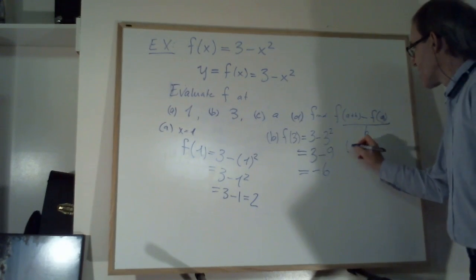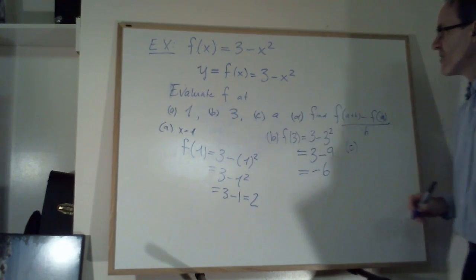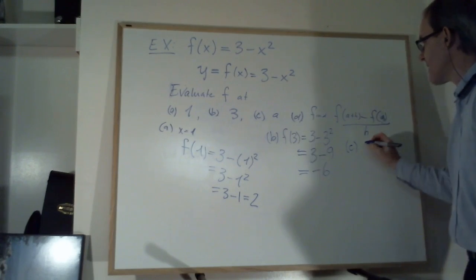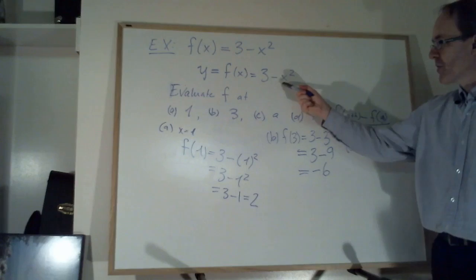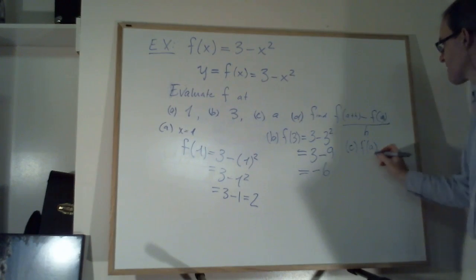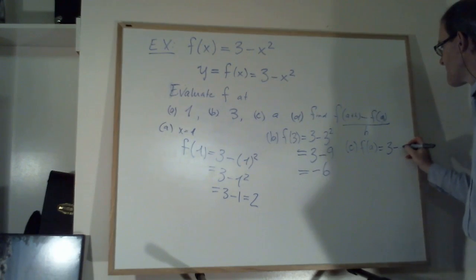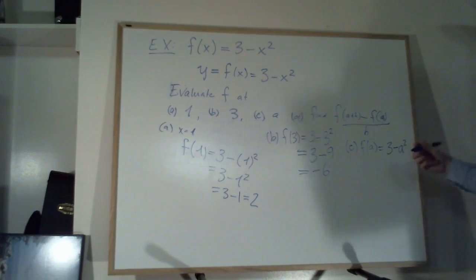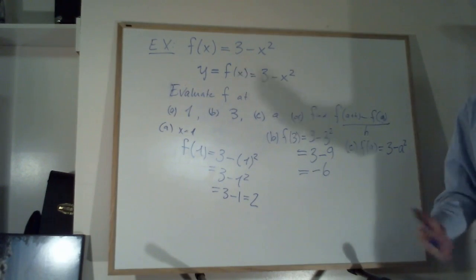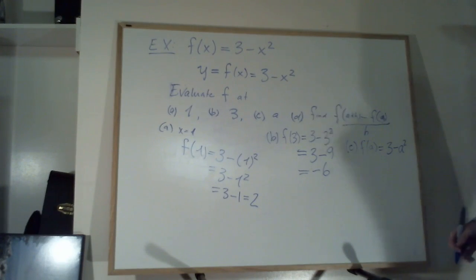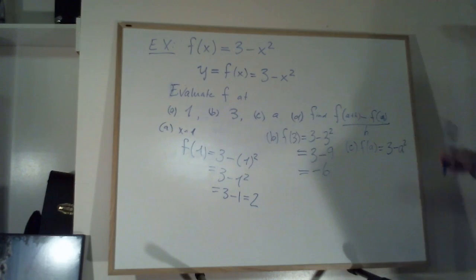For c, I simply have to evaluate x. X is now equal to a here. So f of a is very straightforward. You just plug in a for x. So it's 3 minus a squared. And here you don't have to do anything more, because you don't know what a is. You can leave it in this simplest way. It's already in the simplest form.